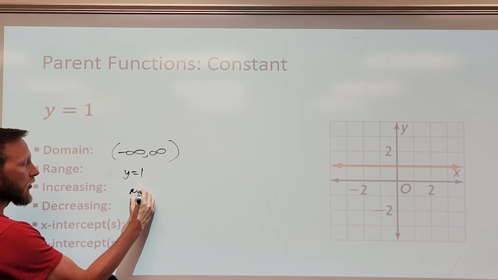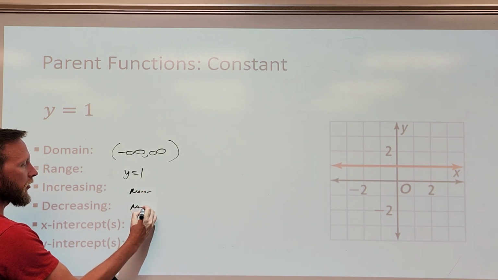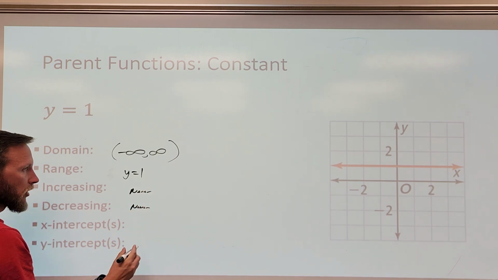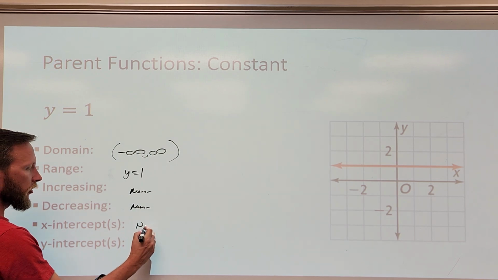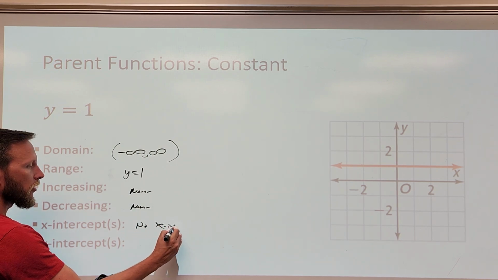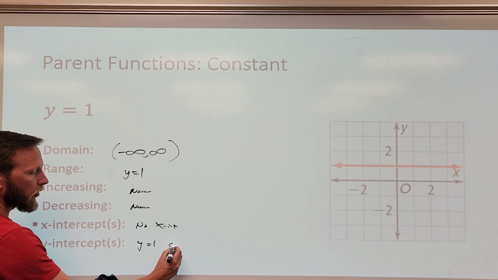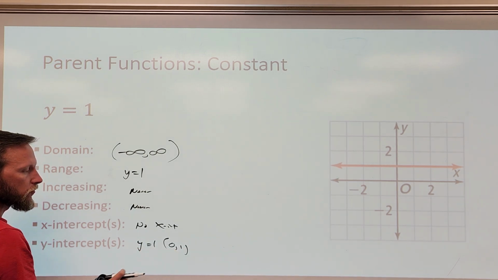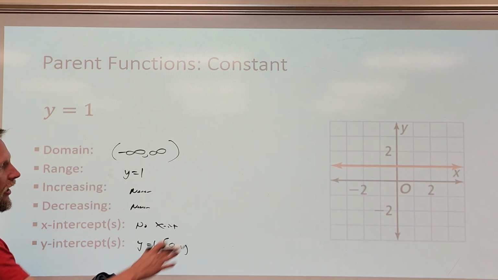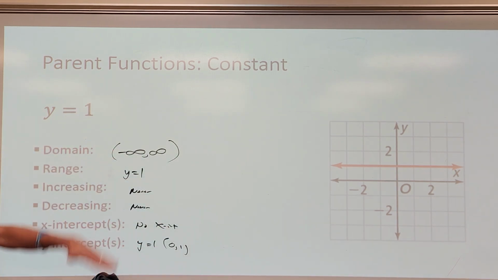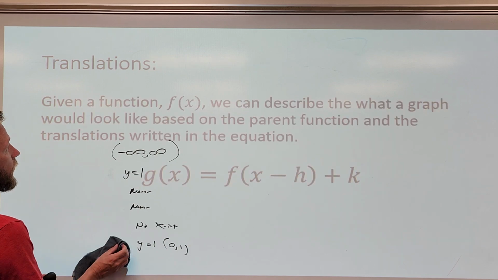Increasing, never. Decreasing, never, right? The slope is 0. There is no x-intercept, but on this there is a y-intercept at y equals 1, so we have the point (0, 1). All right? And your constant graph, you can move that up or down. If you are talking about a vertical line, that is not a function, and so we won't have to worry about that for this part of the conversation.